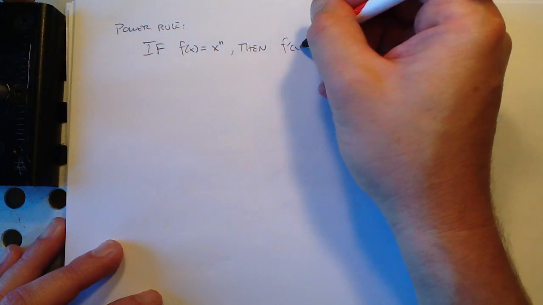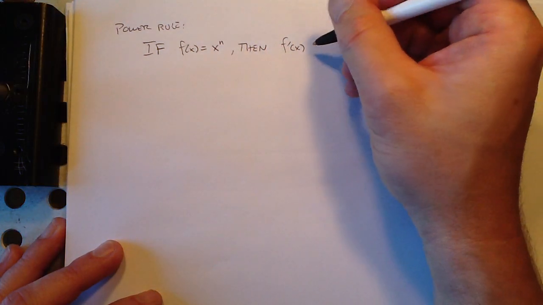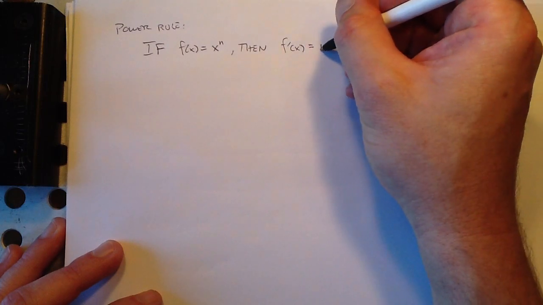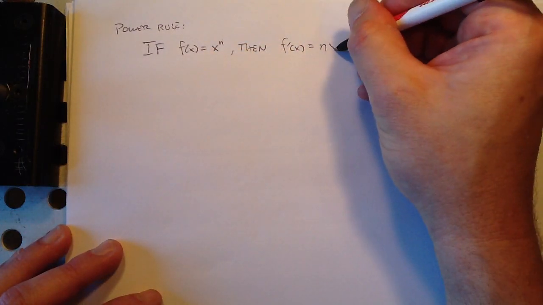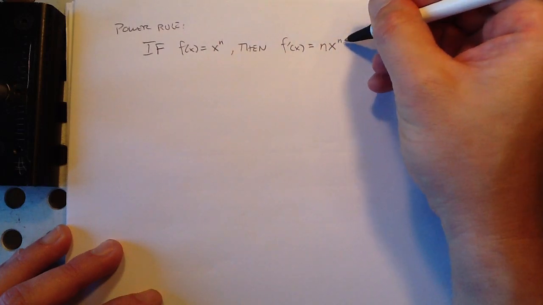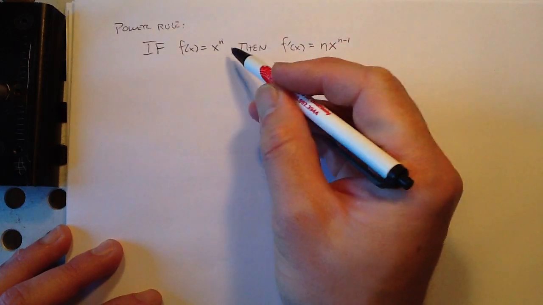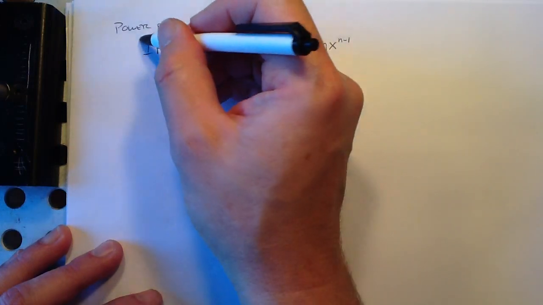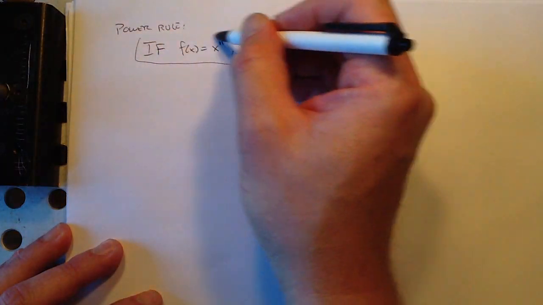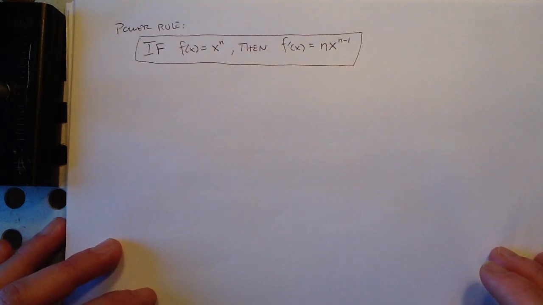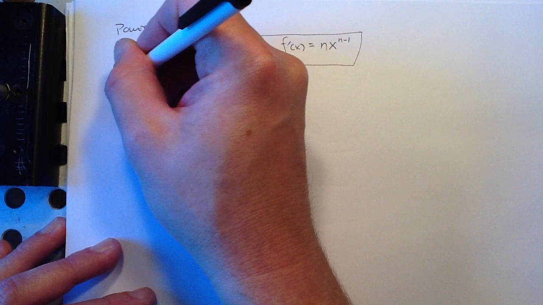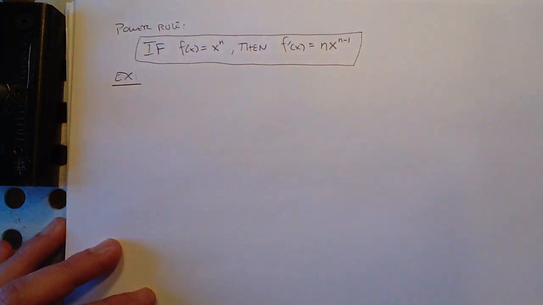f prime of x, or in other words the derivative of that, is equal to n. The exponent kind of comes out to the front, you can think about it that way, and then the new exponent on the derivative is 1 less than this. All right? That's the power rule. That's your first trick for taking derivatives and not having to do it using the definition. So let's crank out some examples.